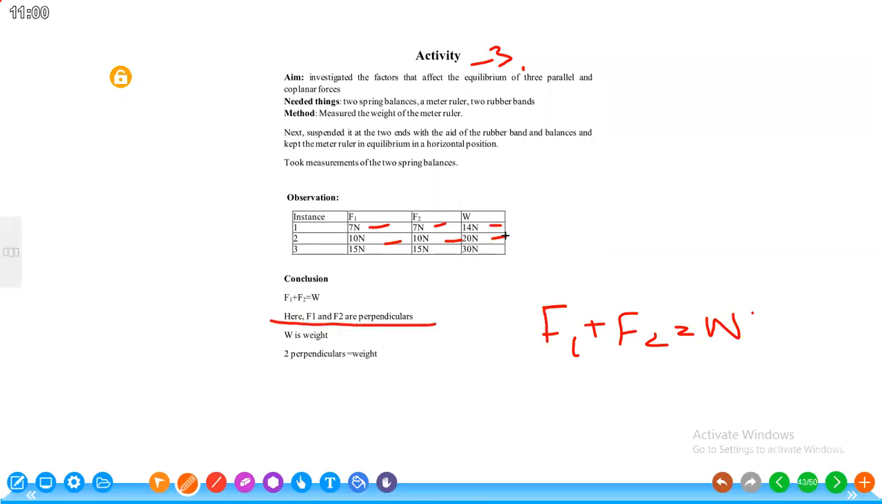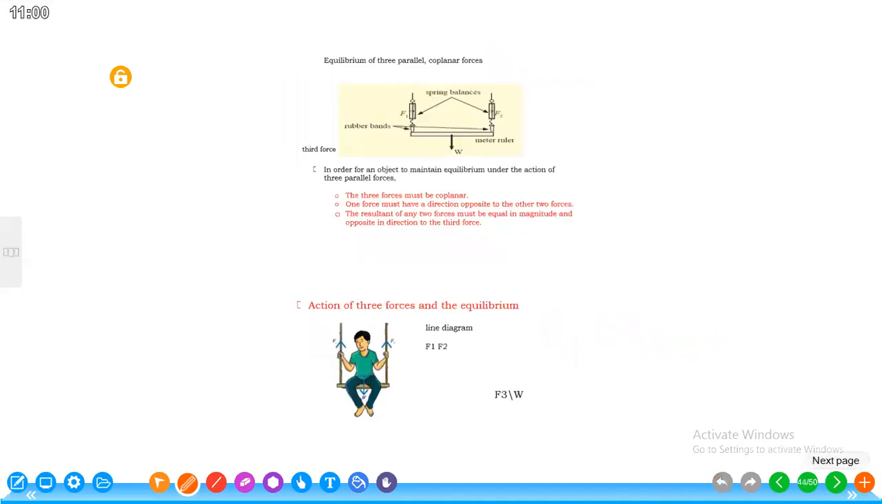So in here F1 and F2 are perpendicular. In the first one, F1 and F2 are perpendiculars, and W is the weight. So the two perpendicular forces are equal to the weight of an object. So the three forces must be coplanar, and then one force must satisfy the conditions. The three forces must be coplanar.